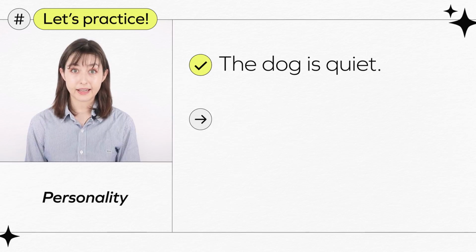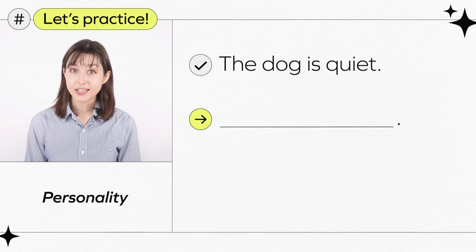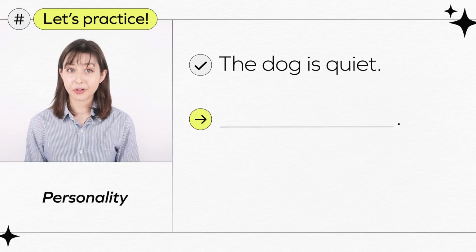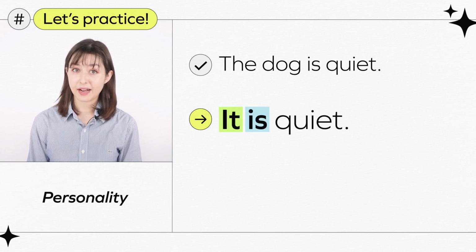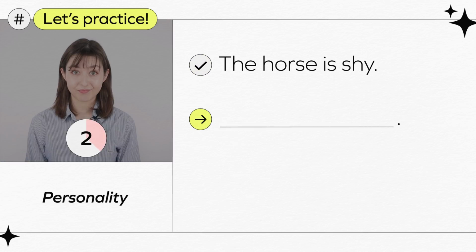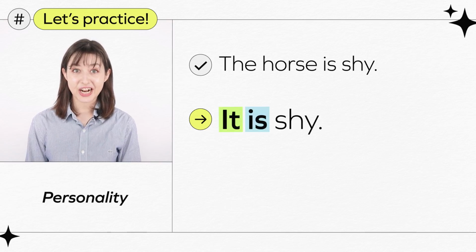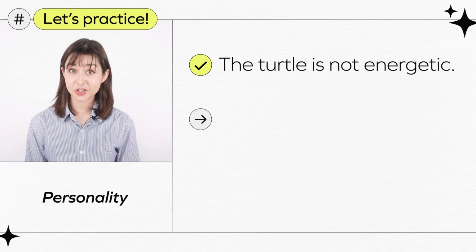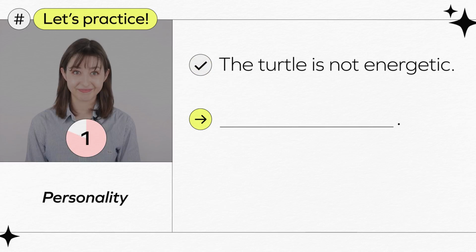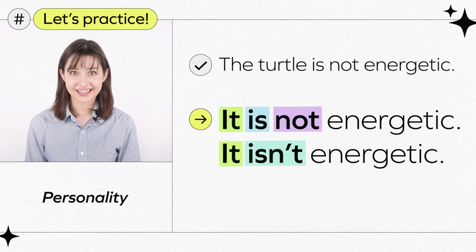The dog is quiet. Good. If you don't know if the dog is a boy or a girl, you can say, it is quiet. It's quiet. The horse is shy. Great. It is shy. It's shy. The turtle is not energetic. Right. It is not energetic. It isn't energetic. It's not energetic.